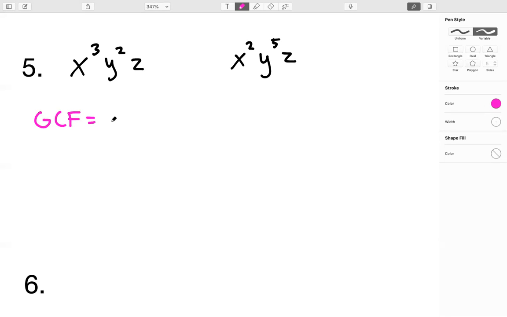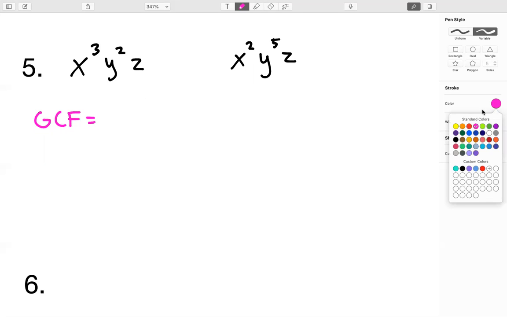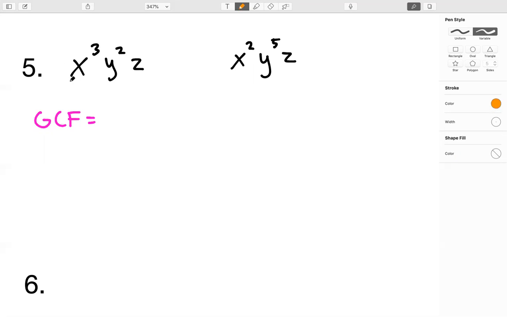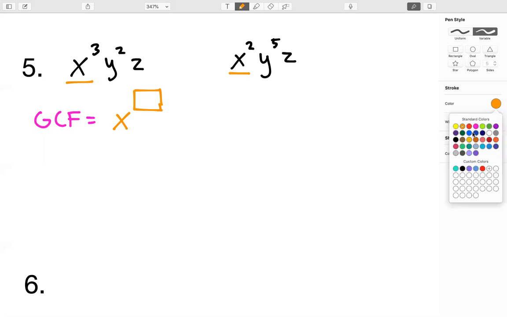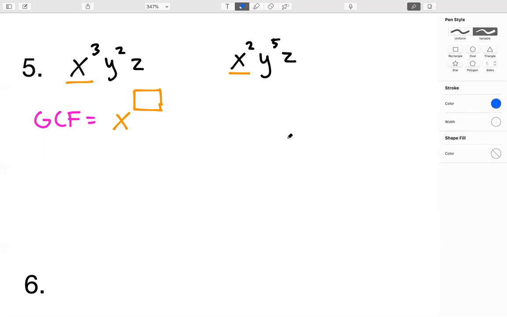Okay, just so you know that we are finding the GCF, what we're going to do first is look and see which letters are in common to both of these terms. Both of them have an x, as you can see. So we're going to go down here and we're going to write x to the power of something, or x to the power of box. Why? Because x is in common. That's super important. You don't just write x because you see an x here. It has to be in both.